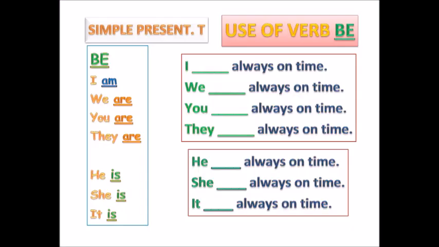Use of verb be. This verb is the most tricky one because it completely changes its form when it is used in sentences. The base form of the verb is be, and with different subjects it has a different form. With I, it becomes am. With we, you, they, it becomes are. And with he, she, or it becomes is. It's your turn now. Pause the video and do this exercise in your copybook.